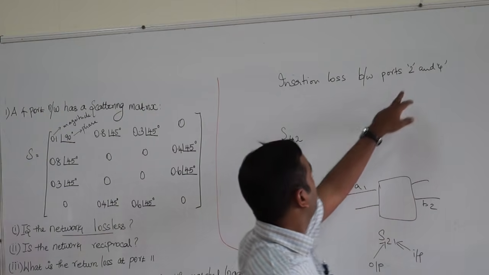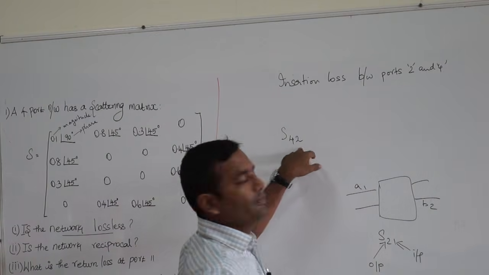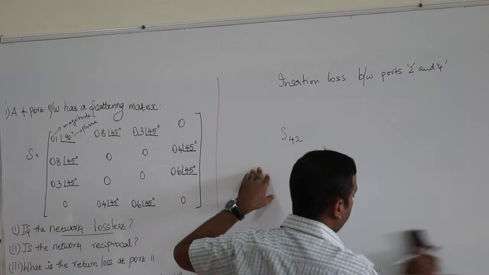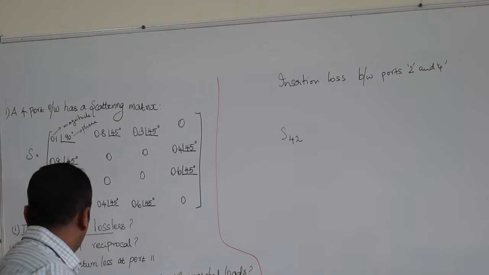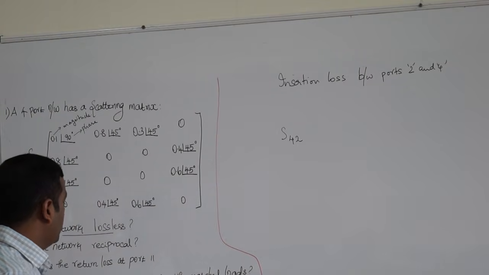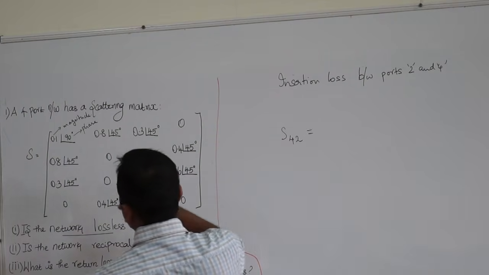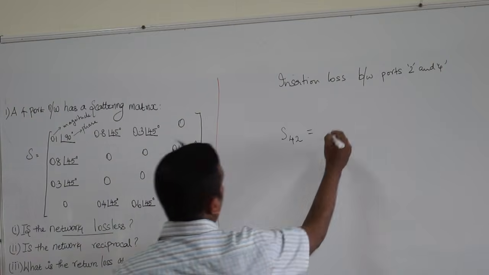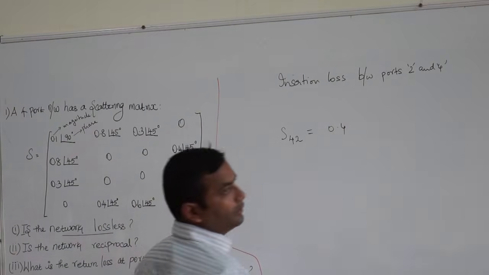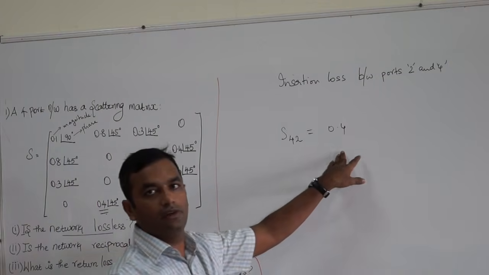In this case, we have between 2 and 4. So what will be the output? S42. So what is S42? S42 is the insertion loss and phase delay between ports 2 and 4 when all other ports are terminated with matched loads. So insertion loss S42 will be 0.4. S42 is 0.4. This is the insertion loss.